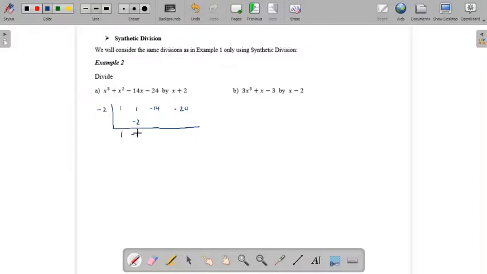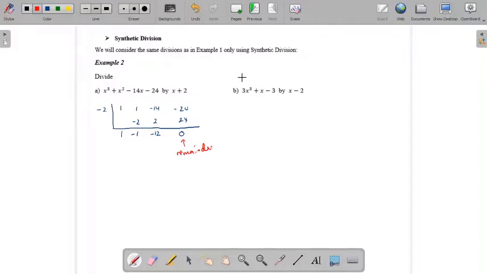And then we multiply again. So negative 1 times negative 2 gives positive 2. And now we add. So negative 14 plus 2 gives negative 12. And then negative 12 times negative 2 gives us positive 24. And then we add, leaving us with 0. All right, so here we can see, here's our number here, which is our remainder. So this last number is always our remainder.